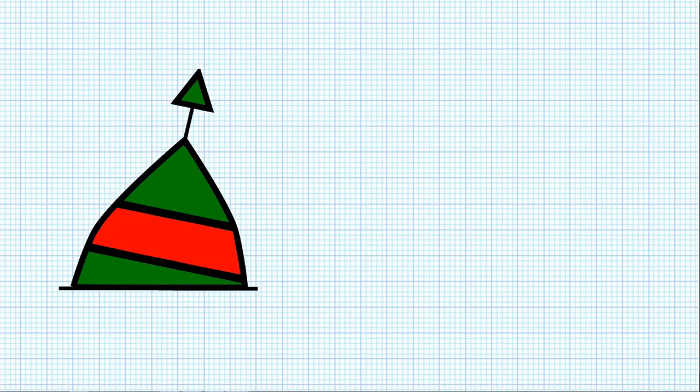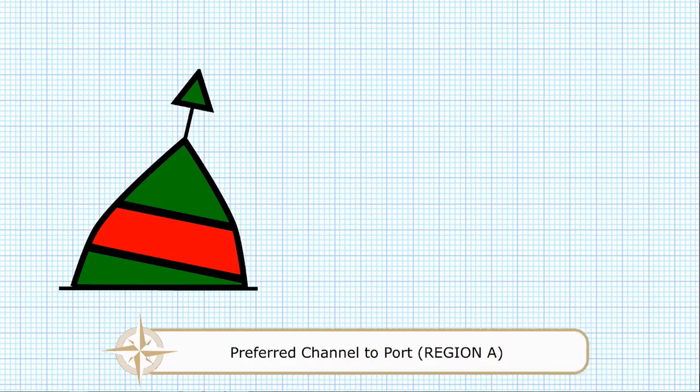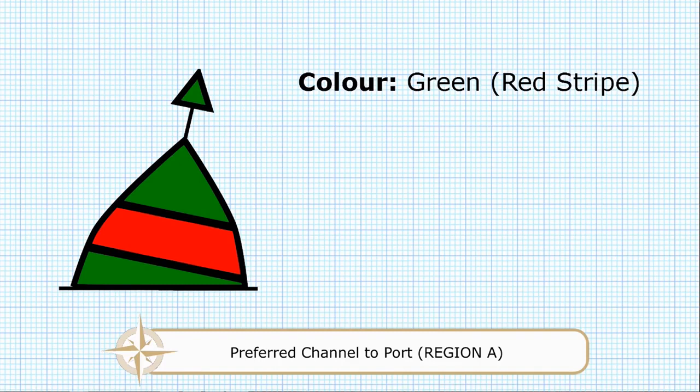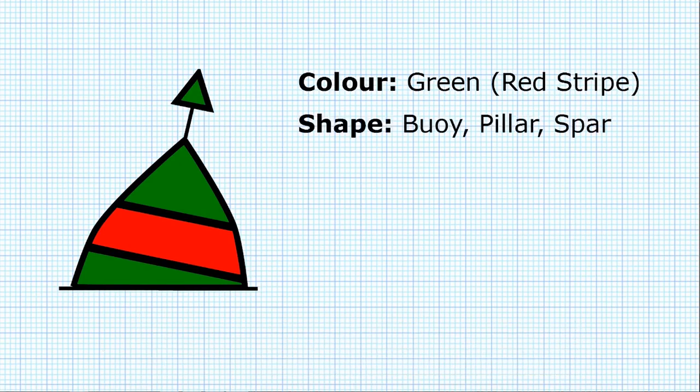Now the preferred channel to port marks. In this case we're starting with region A again. You can see it looks mainly like a starboard lateral, but there's that additional stripe. So the colour is green with a red stripe. The shape, like before, is a buoy, a pillar or a spar, and the top mark is a green cone, the same as it would be for a normal starboard lateral.